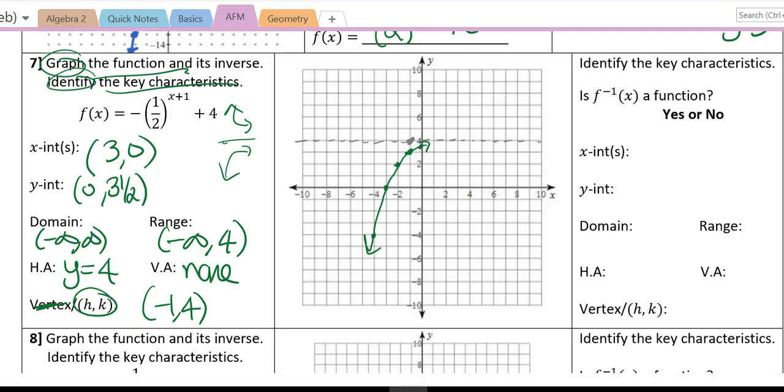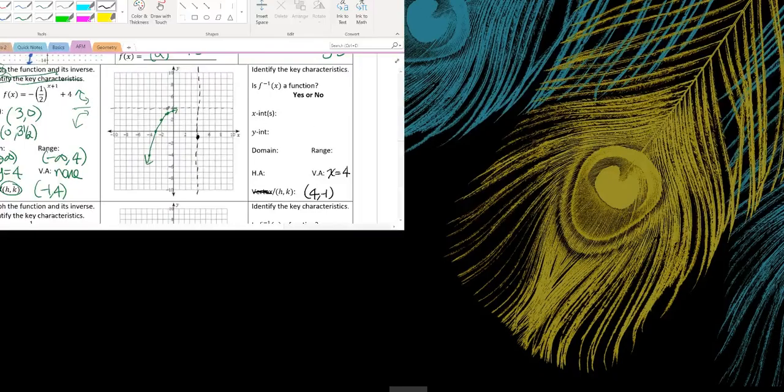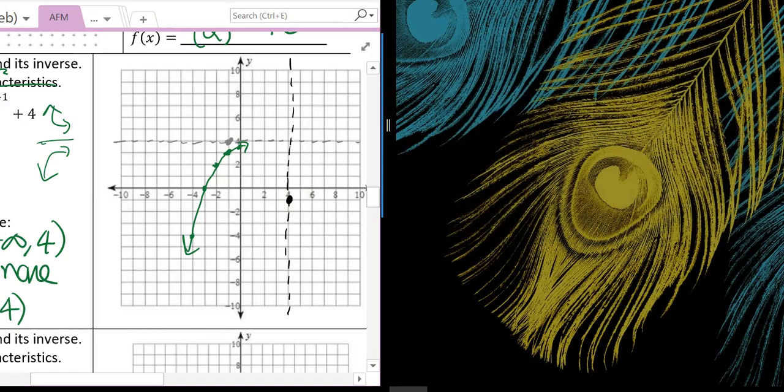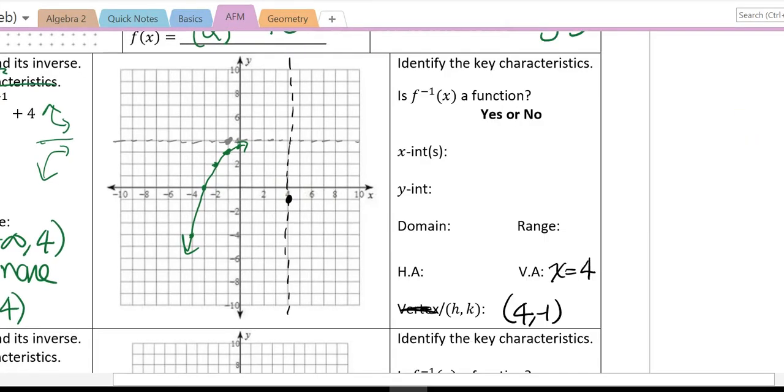Then we want to draw the inverse. So first thing we'll do is do our vertical asymptote. This is a horizontal asymptote. This one will have a vertical asymptote at x equals +4. So we're drawing our +4. Our h, k value is going to be 4, -1. So we can put our dot right here.